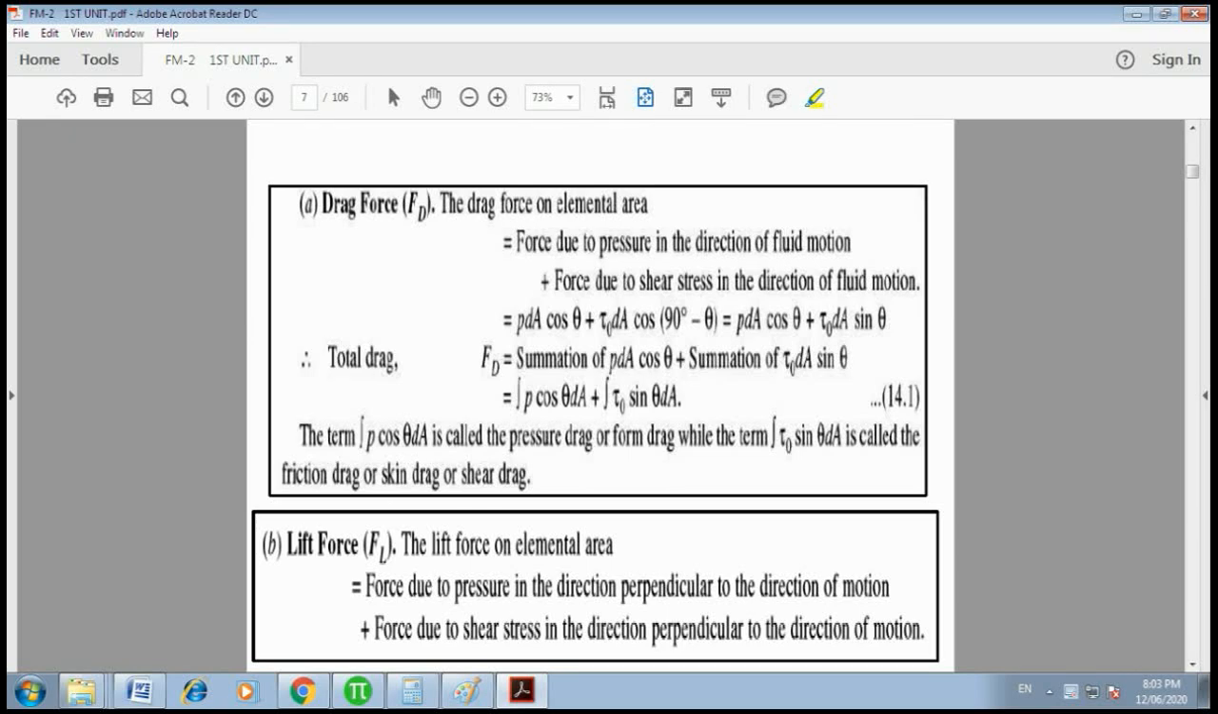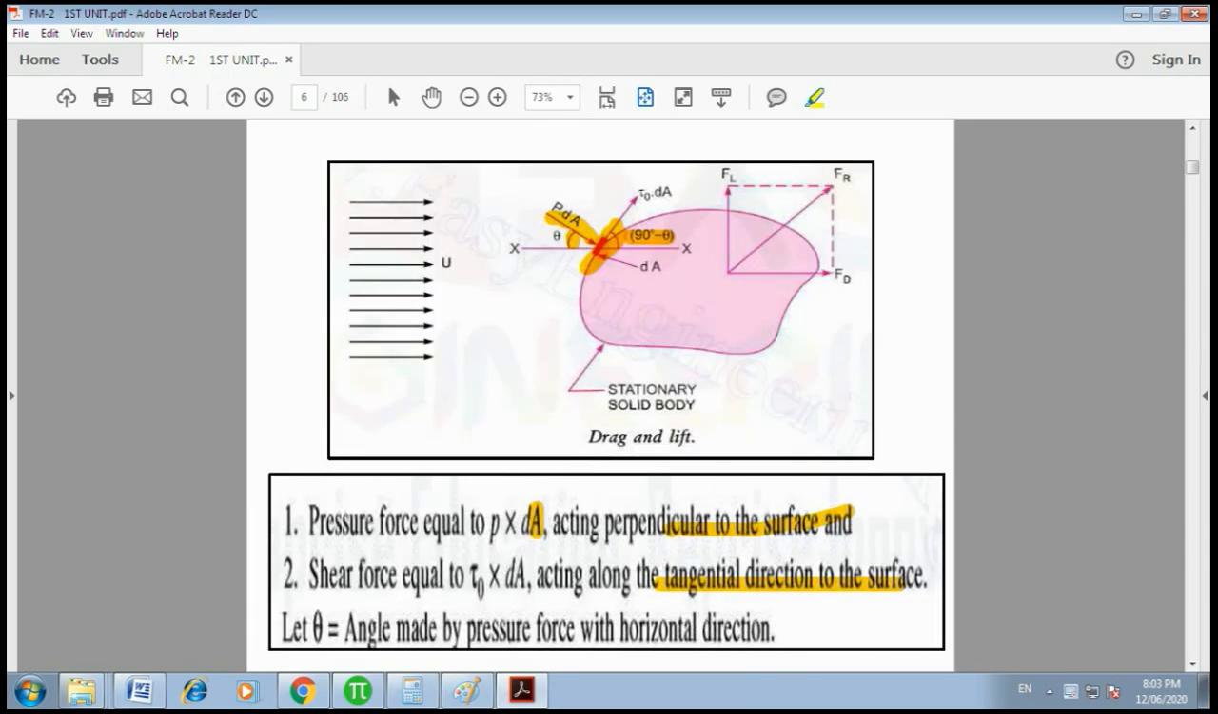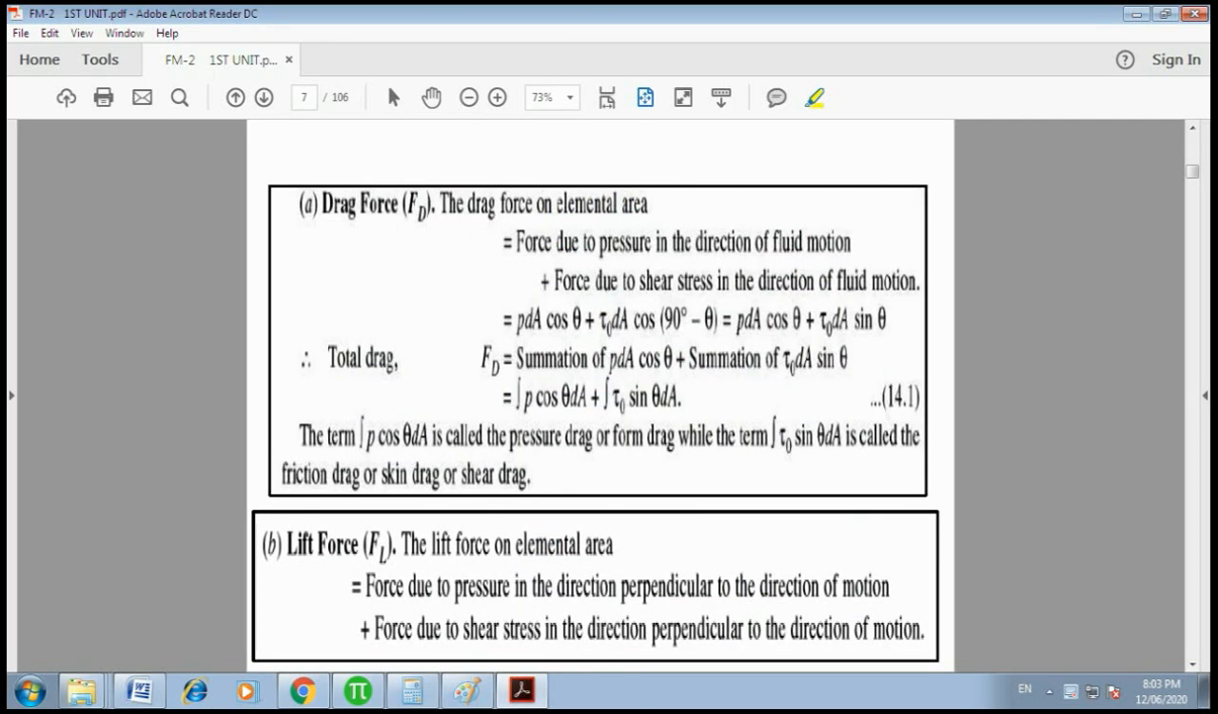So this is P dA cos theta, force due to pressure in the direction of fluid motion. See, this is P dA. Now if I want to calculate the horizontal component, then I have to multiply with cos theta. So P dA into cos theta plus tau 0 into dA cos 90 minus theta. So it will become P dA cos theta plus tau 0 dA sin theta, because cos 90 minus theta becomes sin theta.